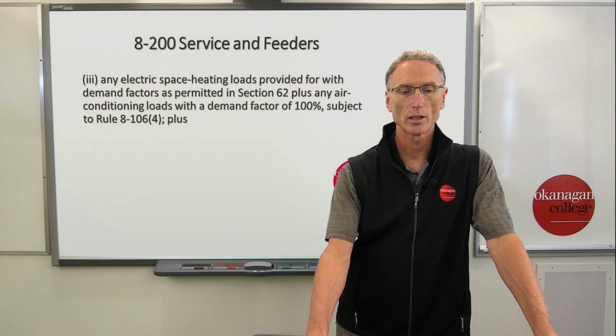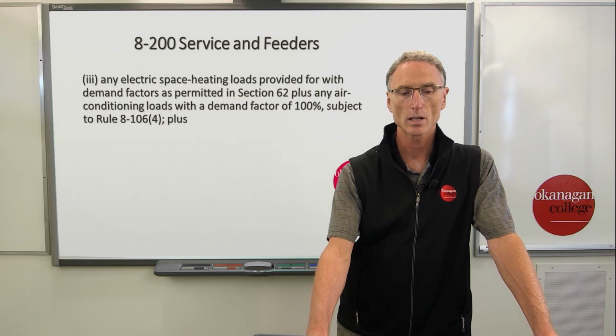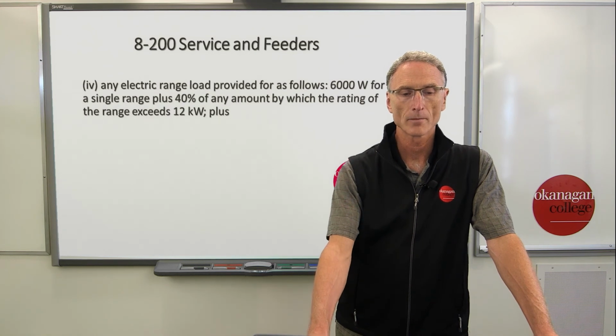The next on our agenda is subrule 3, and that's any electric space heating loads provided for with demand factors as permitted in section 62, plus any air conditioning loads with a demand factor of 100%, subject to rule 8106, subrule 4. And here again, we'll look at that rule a little bit later once we start doing our calculations. And we'll base that on that rule as well.